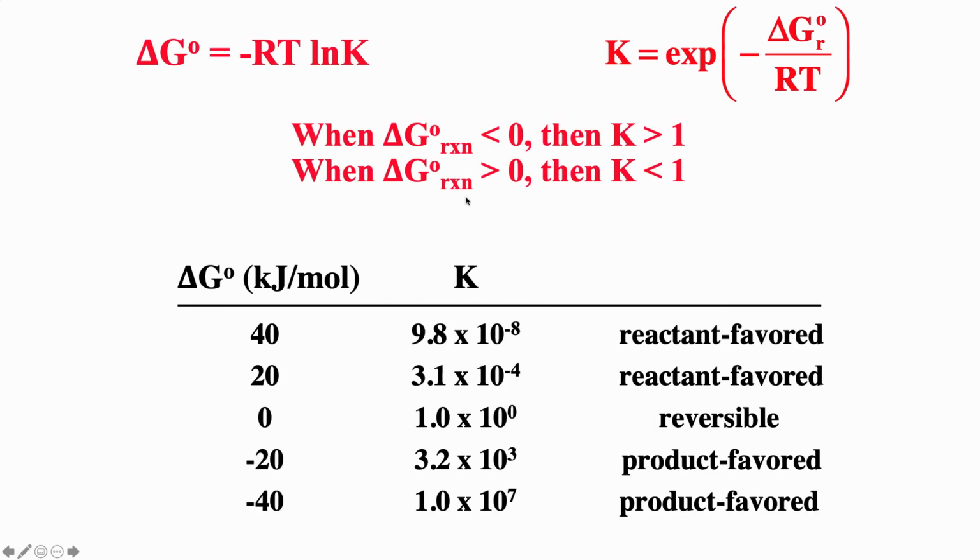Now, because you have that exponential, if you change delta G by, say, 40 kilojoules per mole, that gives you a K of 9.8 times 10 to the minus 8. We'd call that reactant favored. That would be a non-spontaneous reaction. Remember, delta G naught equals minus T delta S of the universe. If delta G naught is minus 40, that would give us a K of 1 times 10 to the 7th. That would be product favored, and that would be spontaneous.